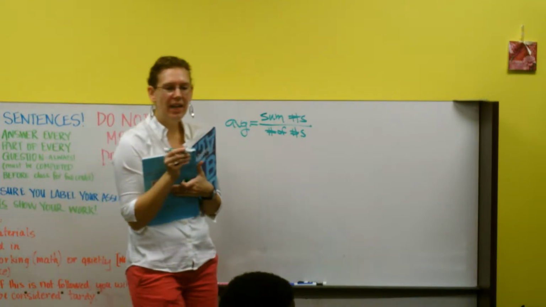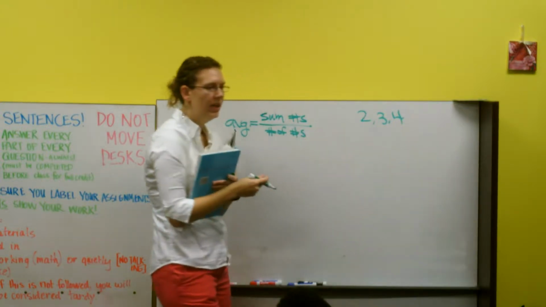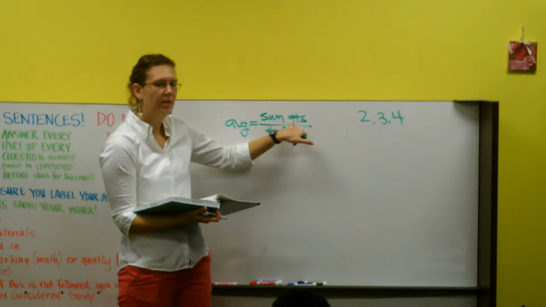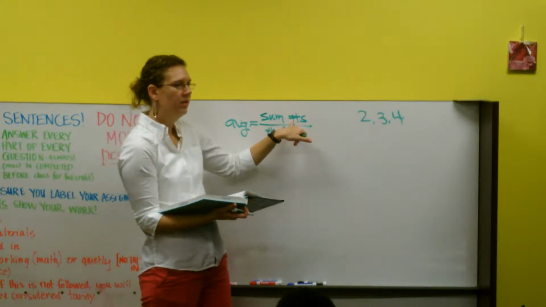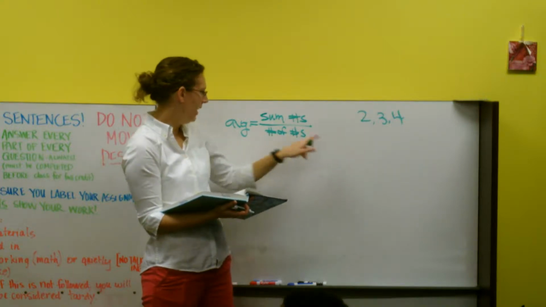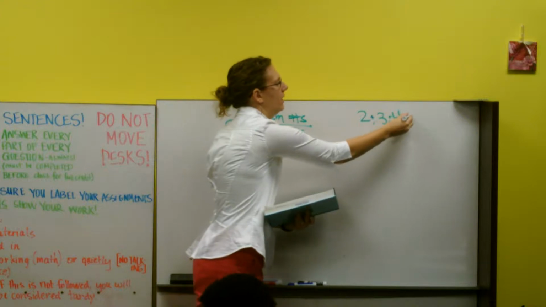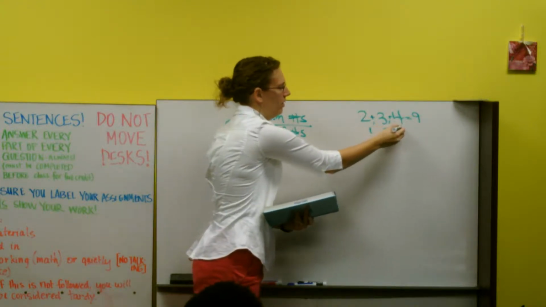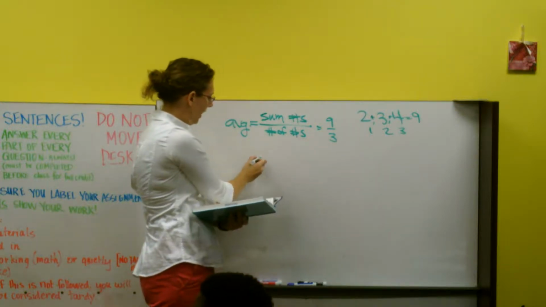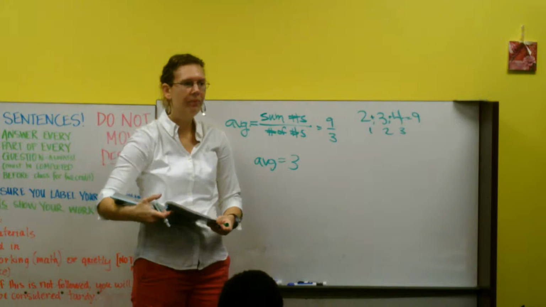And that gives you the average. So, if I said to take the average of 2, 3, and 4, what are you going to do? Sum of the numbers. You're going to divide 9 by 3. 9 is our sum, right? 2 plus 3 plus 4 gives you 9. You have 3 numbers. So 9 divided by 3, my average there is 3. That's a pretty easy one, right?